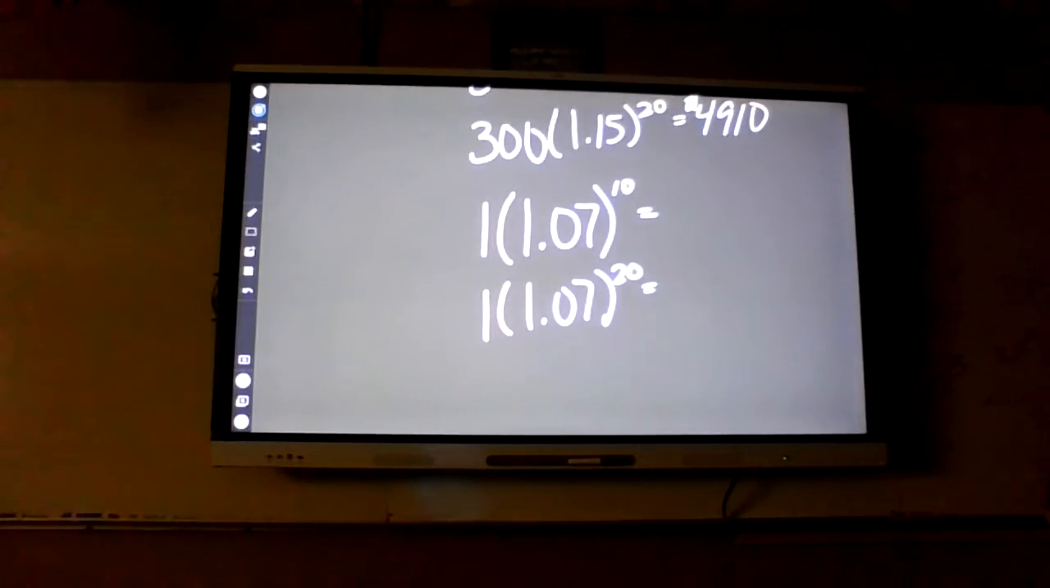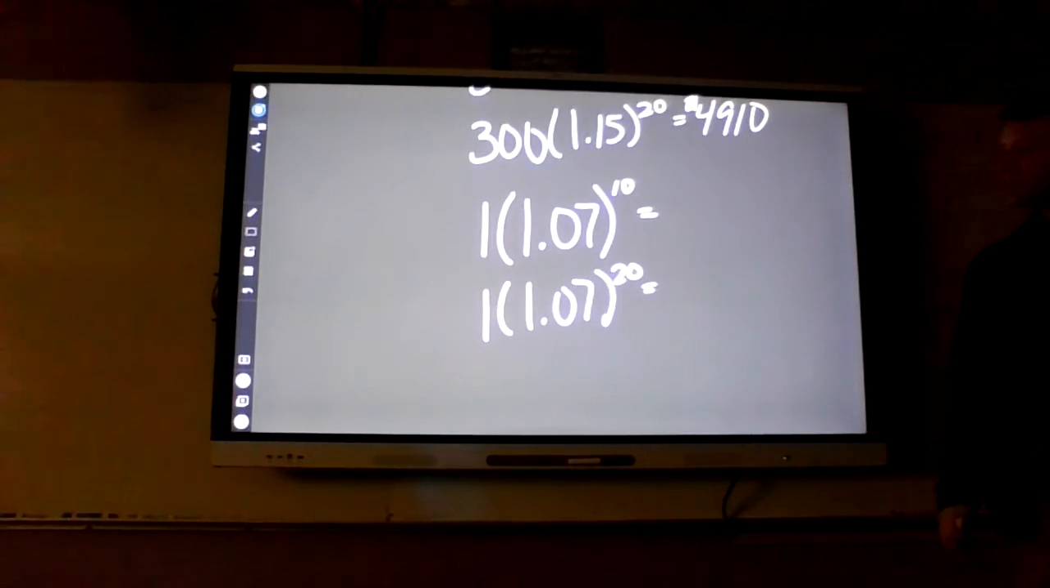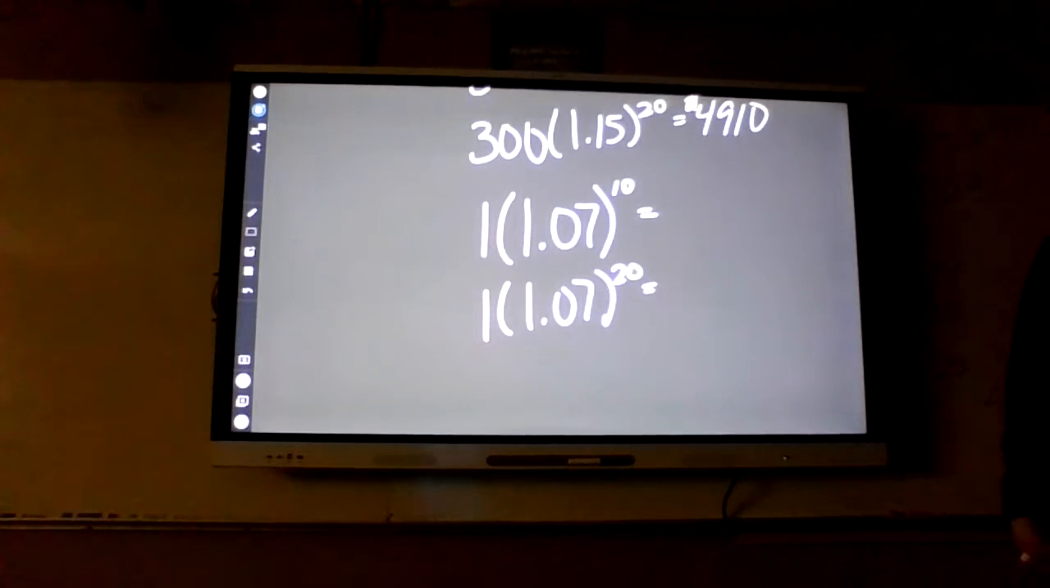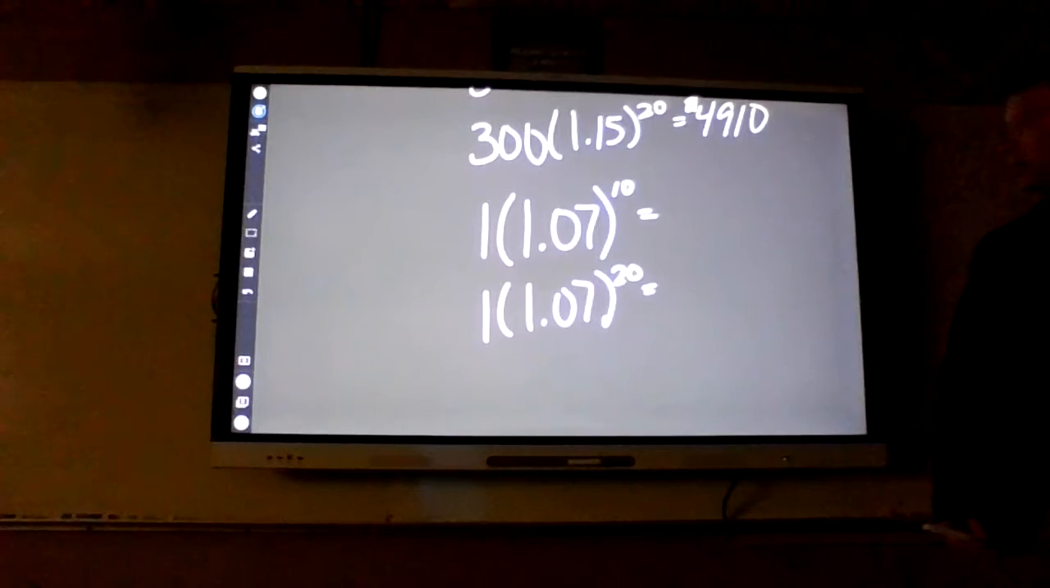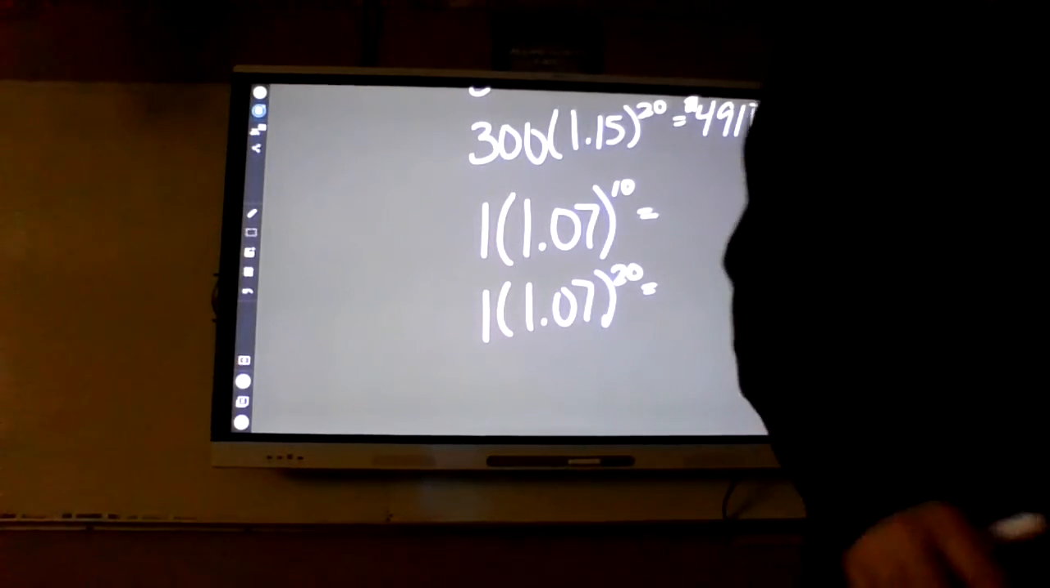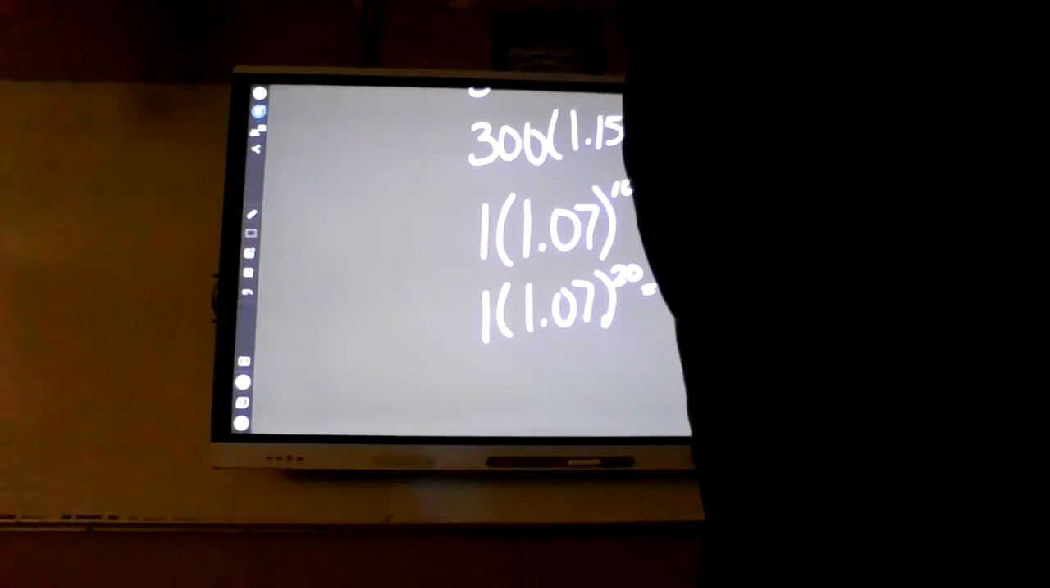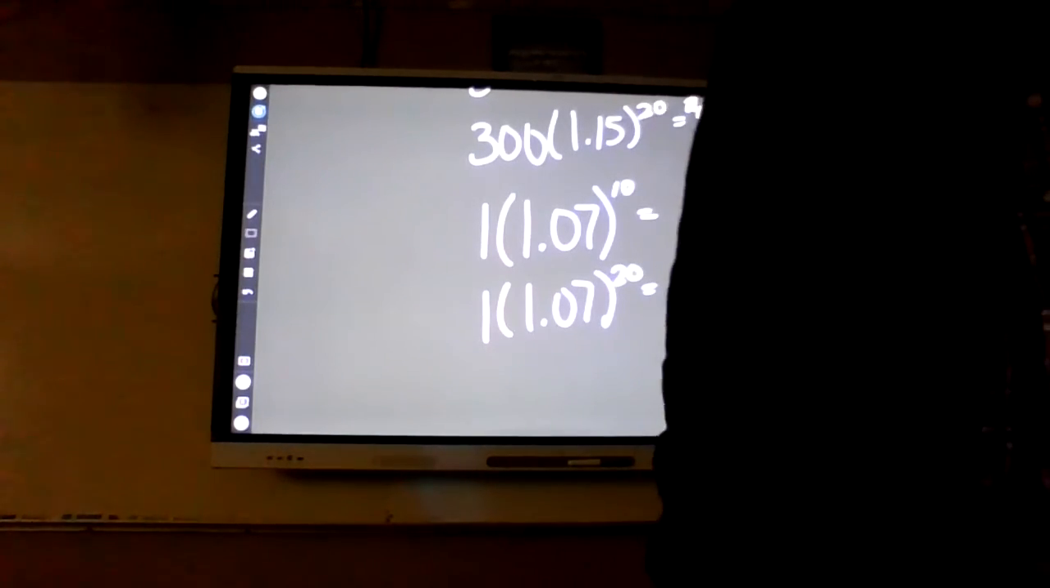Are they making us round to the nearest dollar again? Because this is like small, like $2. They rounded this to the cents place because these numbers are smaller.